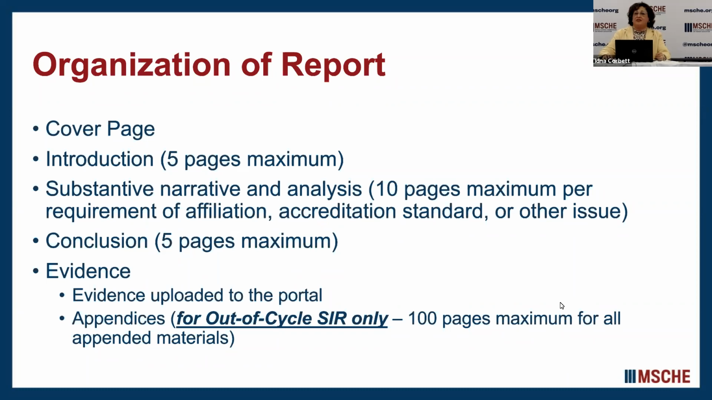Then you may include a conclusion, which may be 5 pages maximum, where you would make the case to the commission why you are in compliance with that particular standard. You may also include some evidence with your report. Some reports, such as the out of cycle SIR, will allow for appended materials. However, for any of the others, for the regular supplemental information report, that evidence needs to be bundled as part of the report into a single PDF, and all of it needs to be uploaded to the portal.